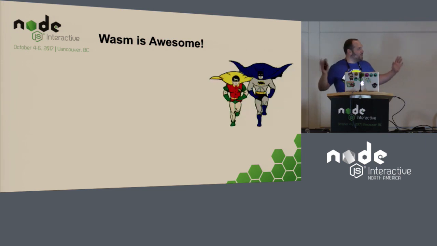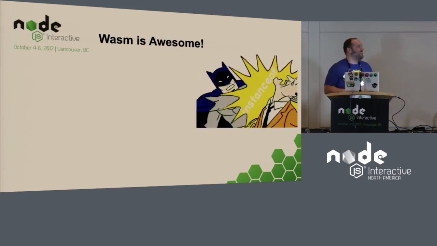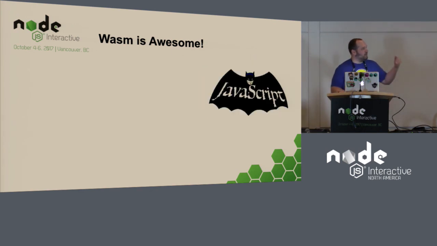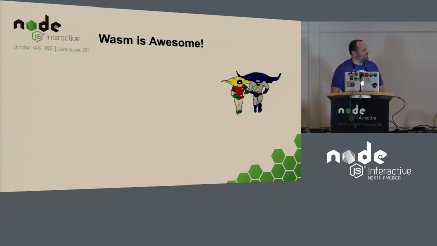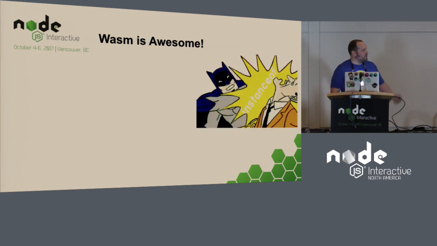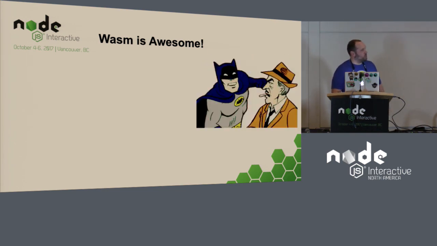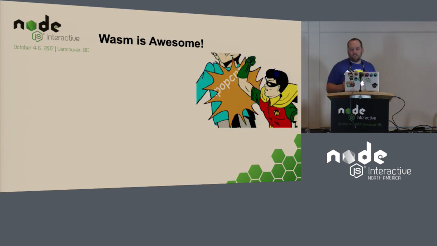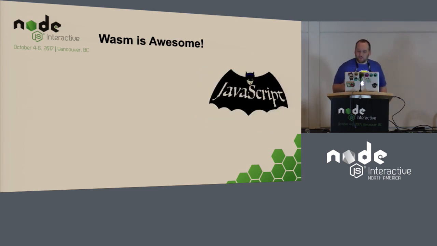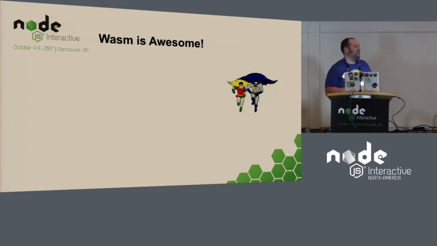Okay, what's the point? The point is, WebAssembly is awesome. Woo! Okay, so Batman is JavaScript, and Robin is WebAssembly, right? Yeah. I like that when he punches him, it says undefined. So it's really, really cool stuff.